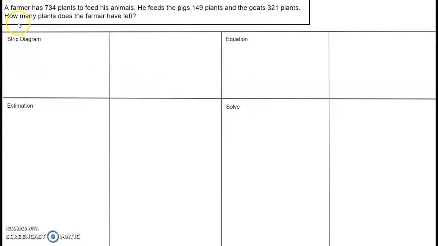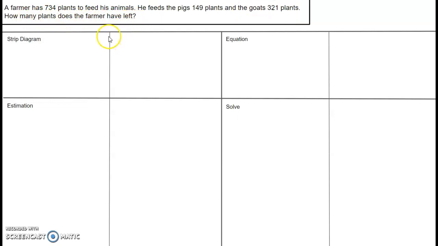The next question says, a farmer has 734 plants to feed his animals. He feeds the pigs 149 plants and the goats 321 plants. How many plants does the farmer have left? So that was the first time, so let's go ahead and read it again. A farmer has 734 plants to feed his animals. He feeds the pigs 149 plants and the goats 321 plants. How many plants does the farmer have left?